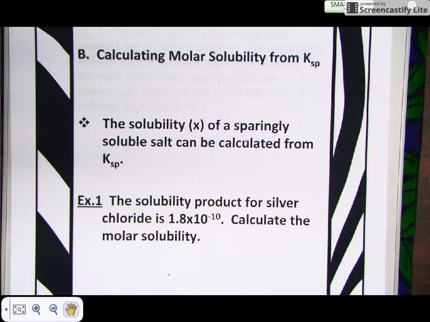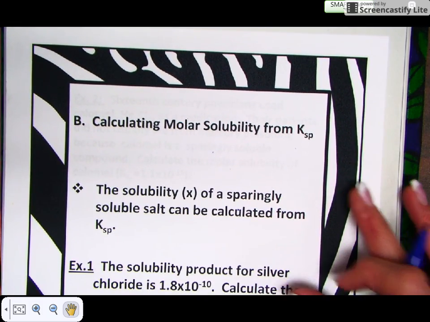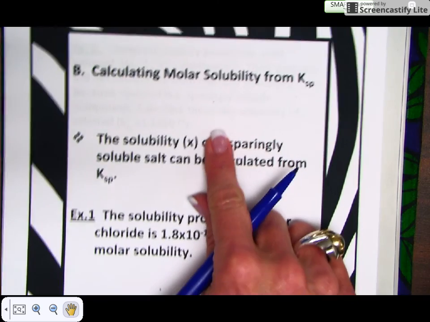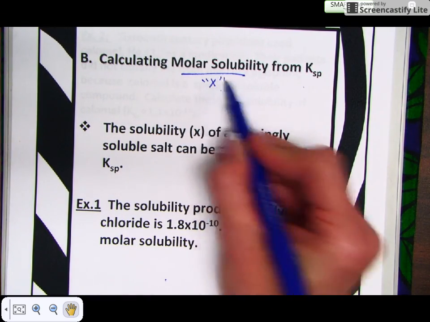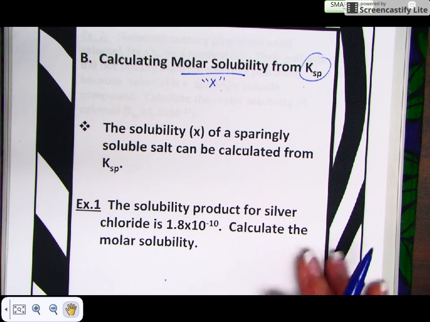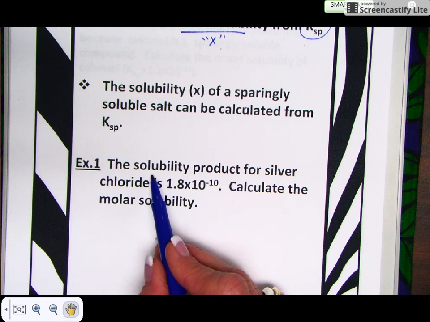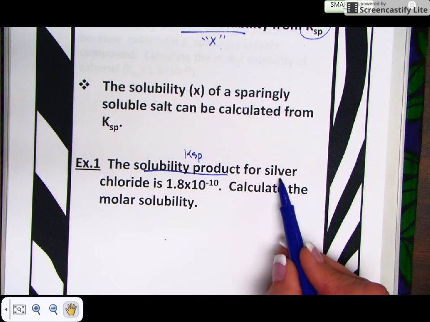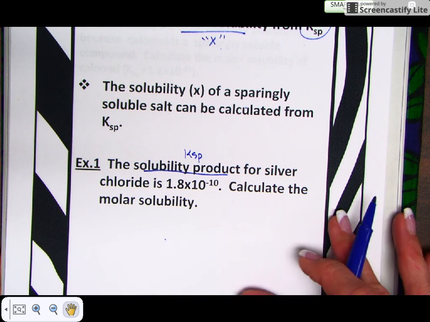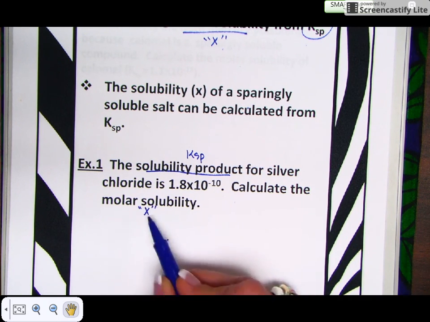Now you could be asked to solve for x instead of the KSP. They might give you KSP, so that's what the next slide is. Calculating the solubility x from the KSP, just going backwards from what we just did. So let's look at this one. This says the solubility product, now remember that's KSP, for silver chloride is 1.8 times 10 to the negative 10. Calculate the molar solubility. It wants us to find x here.